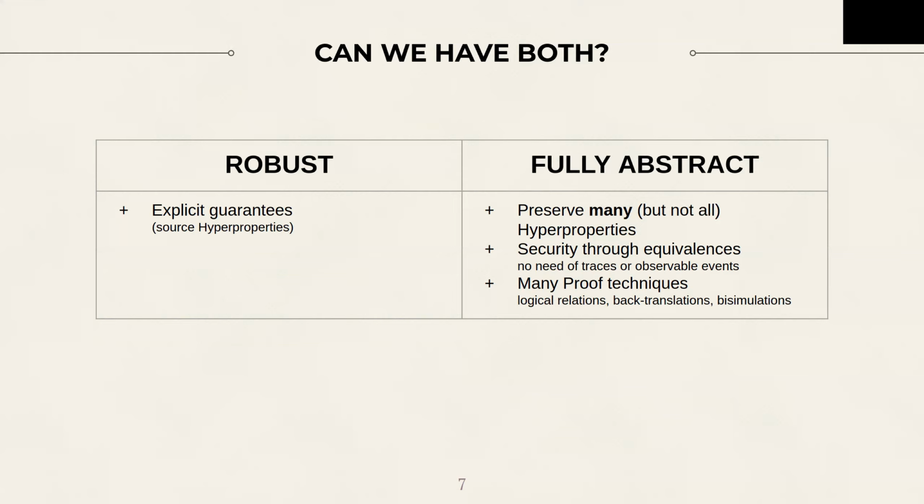Finally, fully abstract compilation has existed for 20 or more years. So there are many well-established proof techniques for it that are based on logical relations, back translations, and bisimulations. And these proof techniques sometimes can be adapted to also show that your compiler is robust. So ideally, we would like to have both these benefits of fully abstract compilation, but also an explicit description of the guarantees in the same way robust compilation gives us. And to do so, we adopt a slightly more abstract point of view.